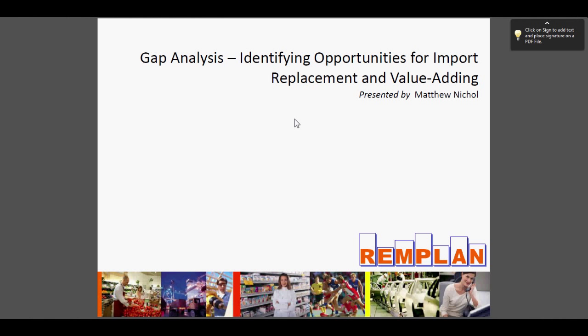Now, I'd like to recap on some of the material previously covered, but then extend upon that and look at ways that we can apply the input-output framework to identifying potential opportunities for import replacement and value adding in a local economy.